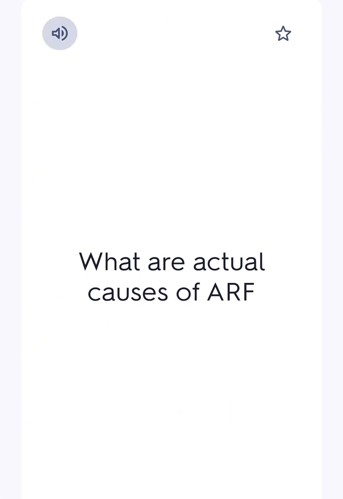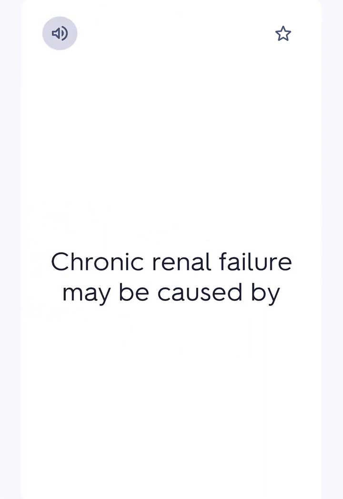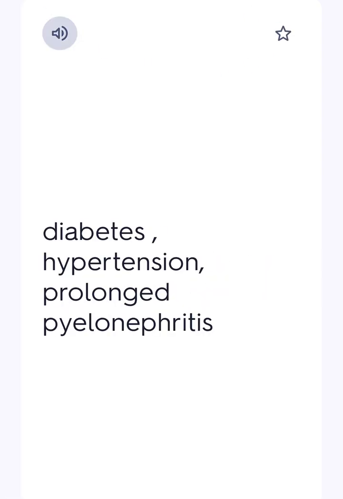What are actual causes of ARF? Rhabdomyolysis caused from crush injury or seizures, pyelonephritis, placenta abruptio. Chronic renal failure may be caused by diabetes, hypertension, prolonged pyelonephritis.